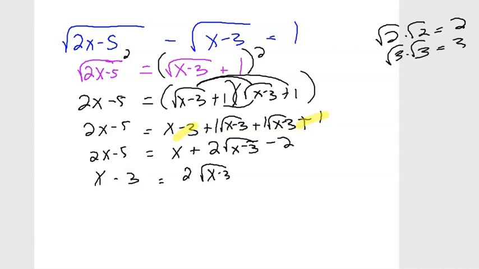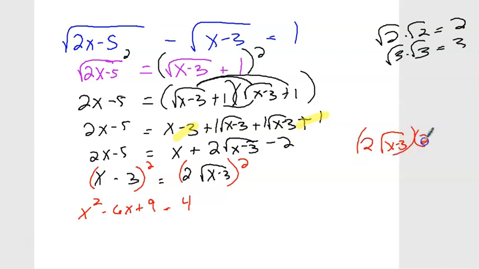Now, once I get down to this step, to get rid of a square root, you square. So I'm going to literally square this side, and I'm going to square this side. So here, if I FOIL that, I'm going to get x squared minus 6x plus 9. If I square this, I'm going to get 4, again, 2 times 2, and then square root of x minus 3 times the square root of x minus 3 is just x minus 3.